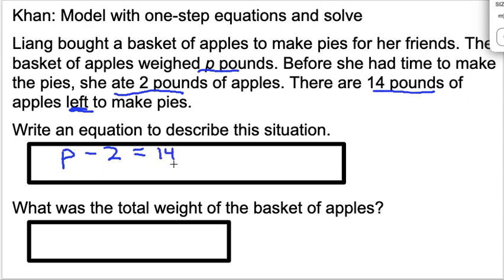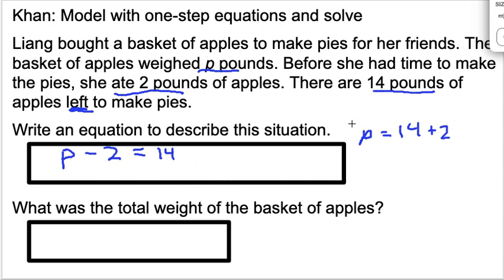So there's my equation. Now we talk about solving this. When we solve these type of equations, remember if it's subtraction, we know we have to add to solve it. So we would end up with P equals 14 plus 2, because remember we needed a number that was 2 more than 14 in order to find the solution.